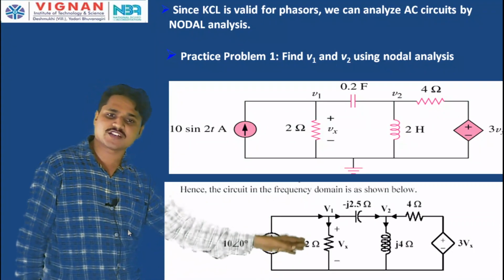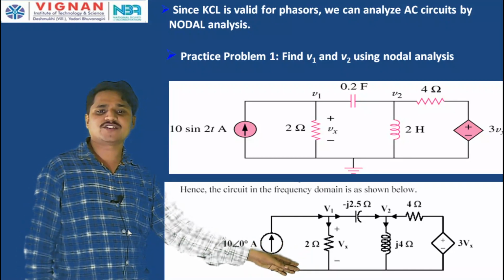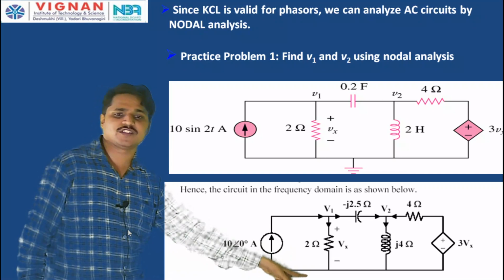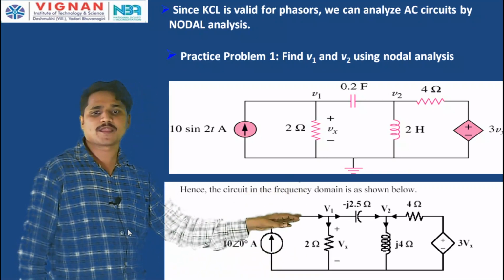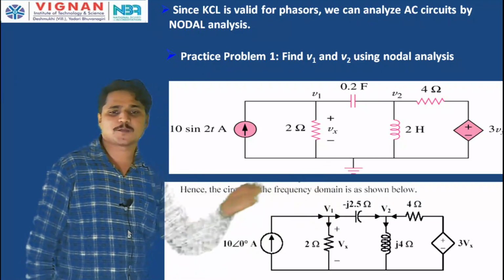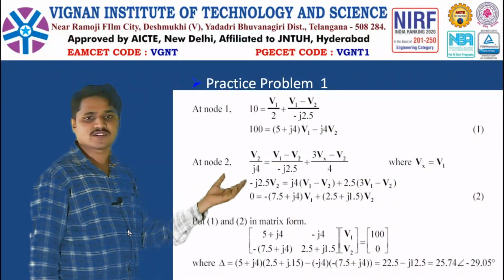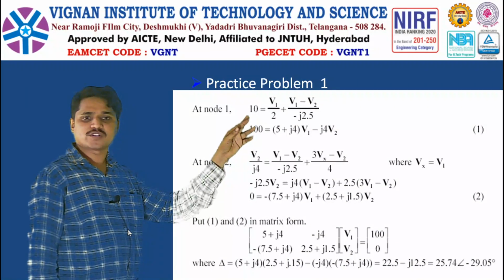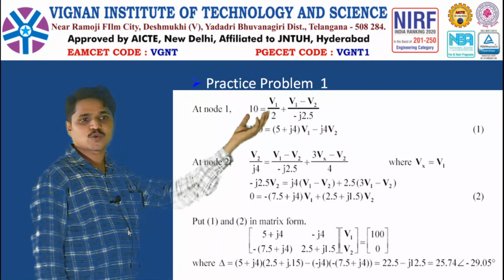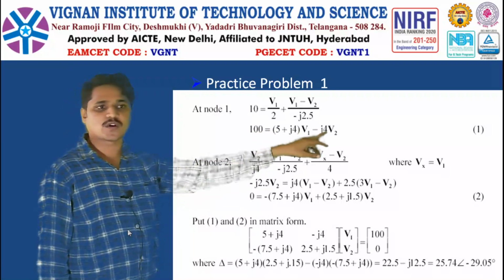The current flowing through the 2 ohm resistor is V1 by 2, potential difference by resistance, I is equal to V by R. So, V1 minus 0, ground is earth potential, that is 0. So, V1 by 2 plus, the other leaving current is V1 minus V2, the potential difference between the two nodes, by minus J2.5. This is the first equation: 10 at an angle 0 is equal to V1 by 2 plus V1 minus V2 by minus J2.5. If you take the LCM of 2 and 2.5 and simplify, you will get equation 1.